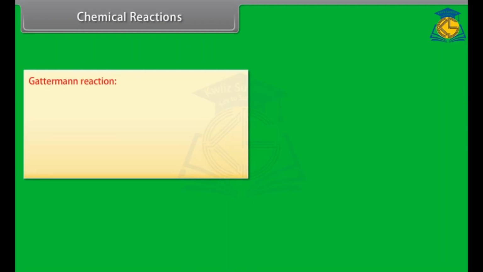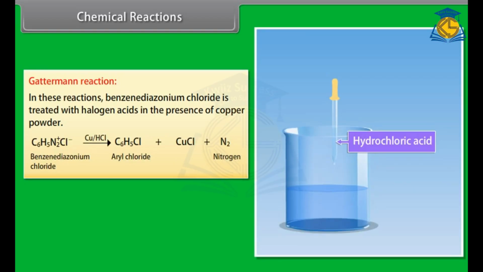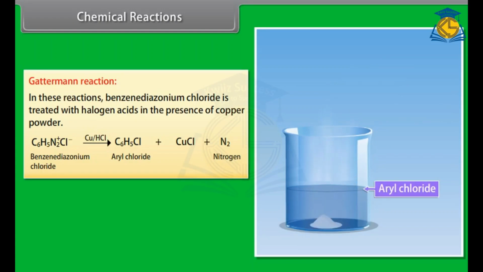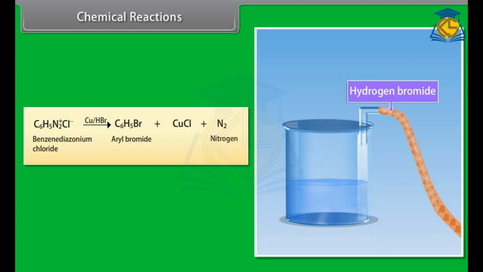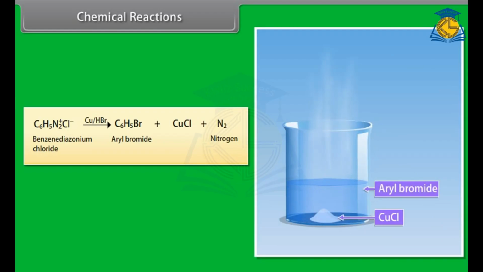Gattermann reaction. In these reactions, benzene diazonium chloride is treated with halogen acids in the presence of copper powder. Benzene diazonium chloride reacts with hydrochloric acid and copper powder, yielding aryl chloride, cuprous chloride, and liberating nitrogen gas. Benzene diazonium chloride reacts with hydrogen bromide and copper powder, yielding aryl bromide, cuprous bromide, and liberating nitrogen gas.